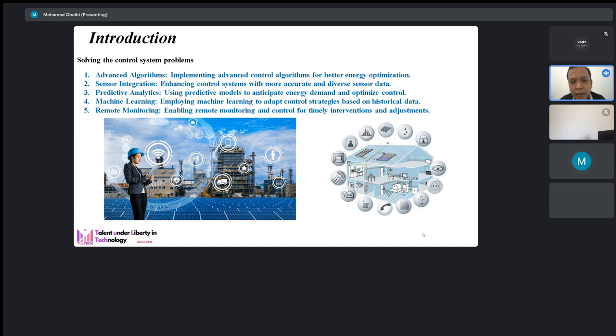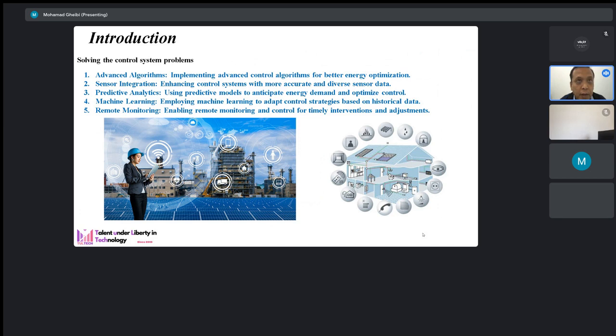For sensor integration, this approach involves integrating a diverse range of sensors into control systems to gather more accurate and comprehensive data about various aspects of building operation. The sensors can monitor parameters such as temperature, humidity, occupancy, and energy use in real time, providing valuable insight into building performance and enabling more precise control actions.